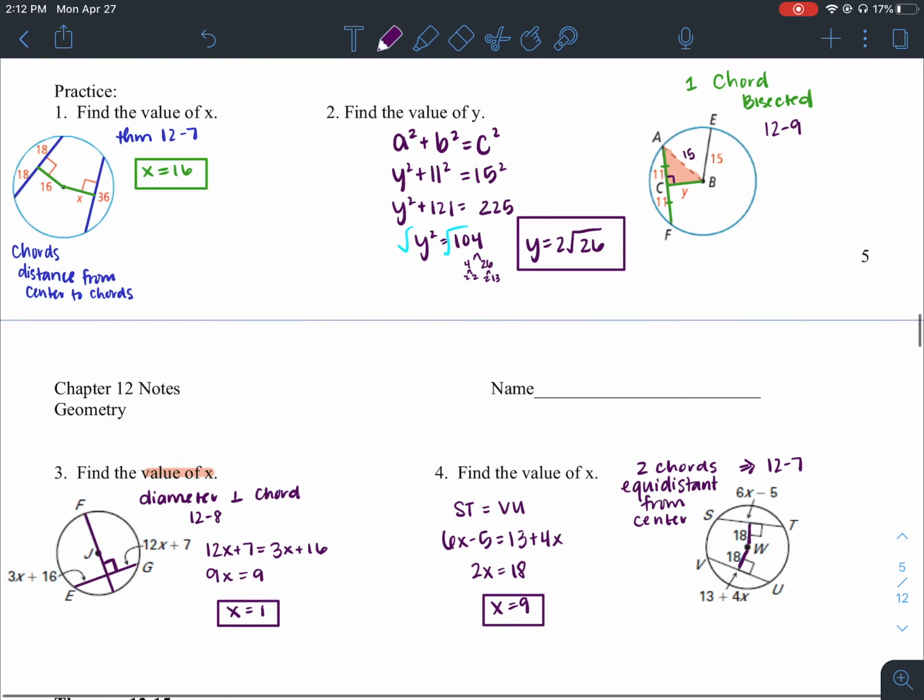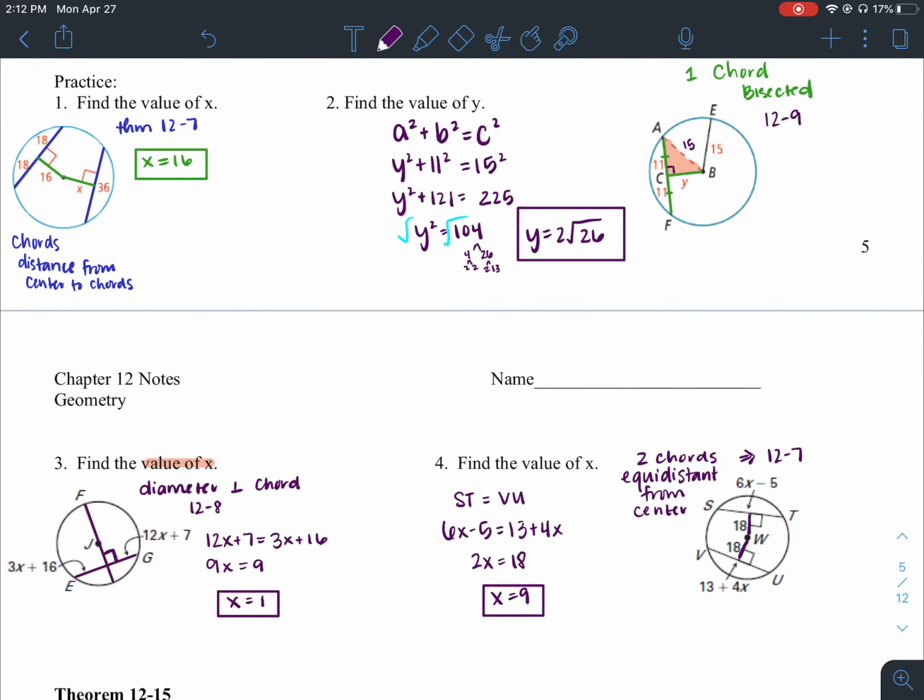Okay, so for these 4 problems, you have to look at your picture, look at your situation, and say, okay, which of the above theorems fits best for what I'm doing here? And then use that to help you solve.